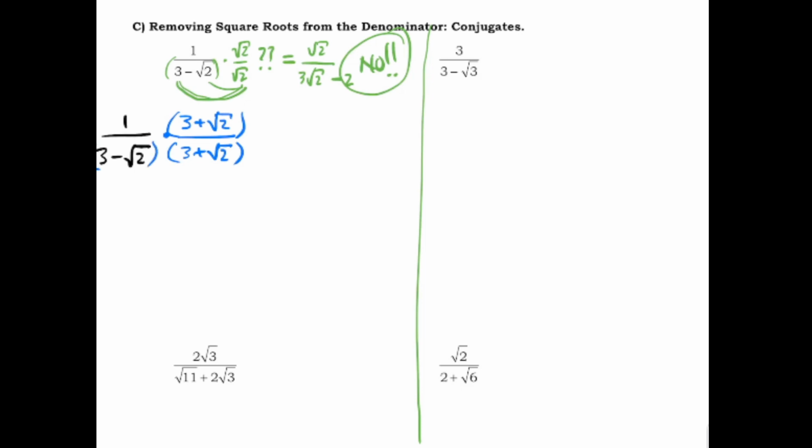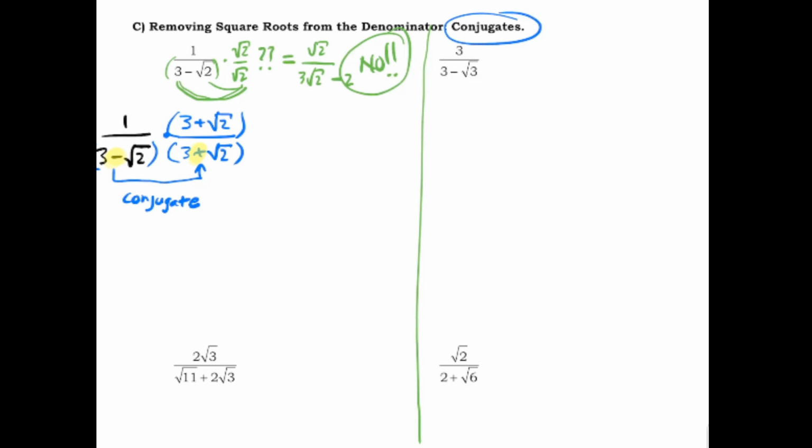This is called the conjugate. Hence, the word conjugate up here. 3 minus root 2. The conjugate is, notice it's kind of like you copy it, except that we made this minus into a plus. So you change the subtraction into an addition. If this were an addition in the first place, we'd change it to subtraction. You just change it to the opposite. So that's what makes it a conjugate. Maybe I'll leave that yellow because that's kind of an important point.